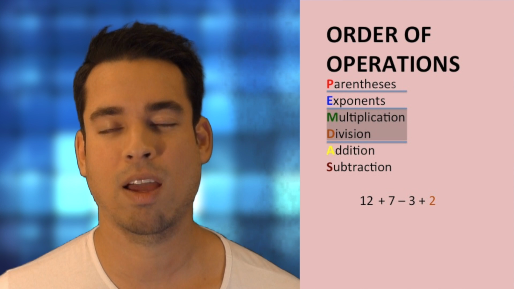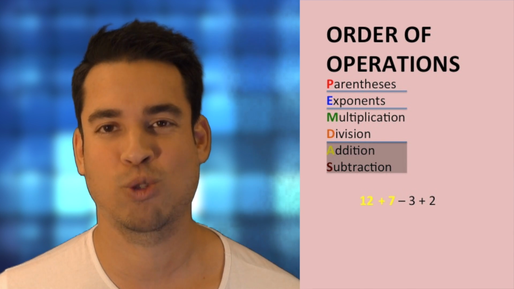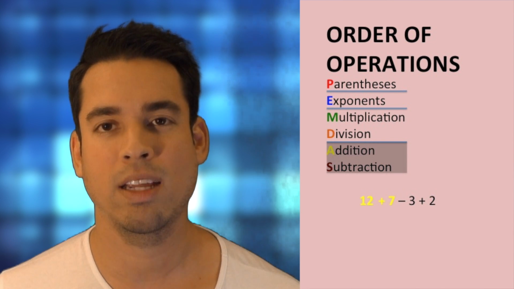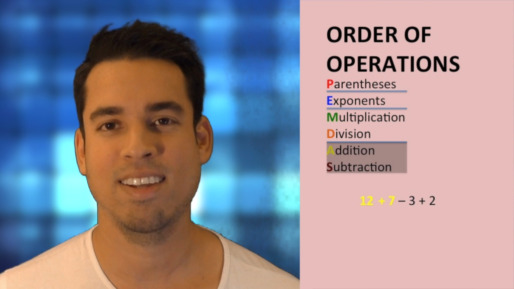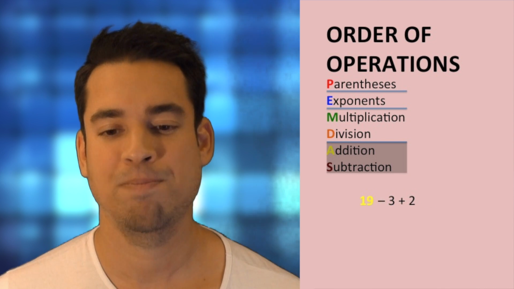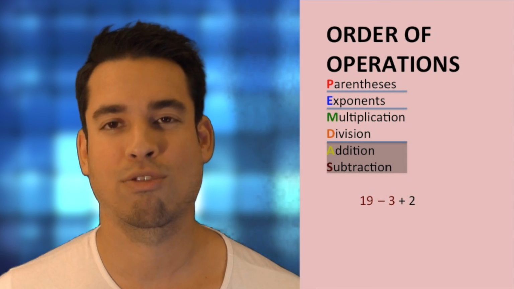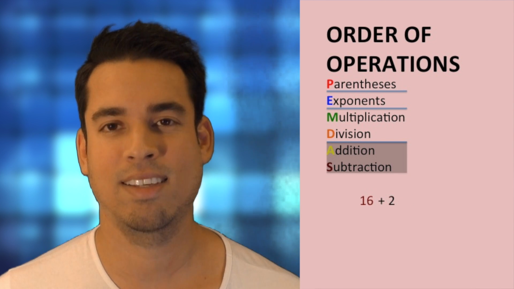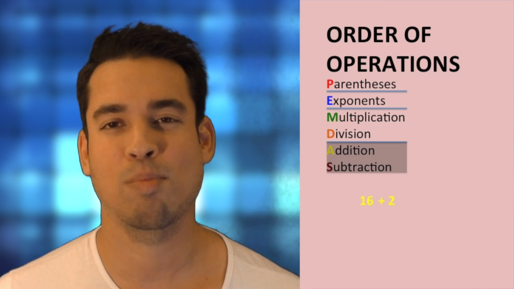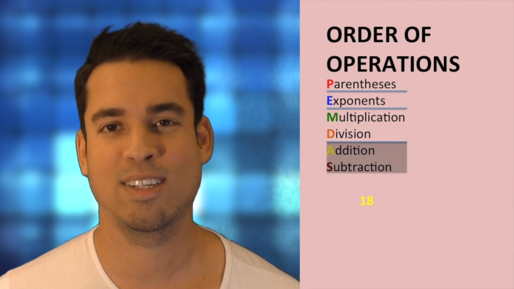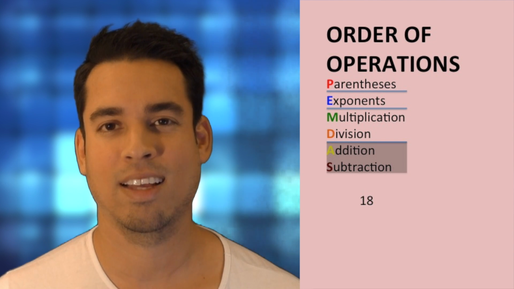Now we move on to the final phase, addition and subtraction. So going from left to right, we do 12 plus 7, and that gives us 19. Now we do 19 minus 3, and that gives us 16. And finally, 16 plus 2 gives us 18, which of course is our final answer.